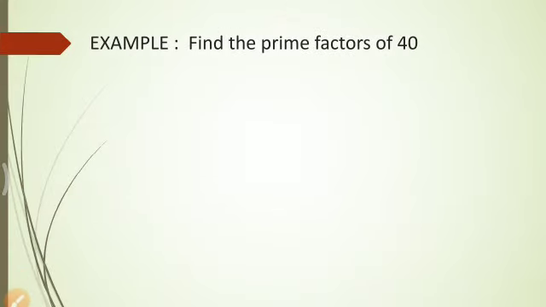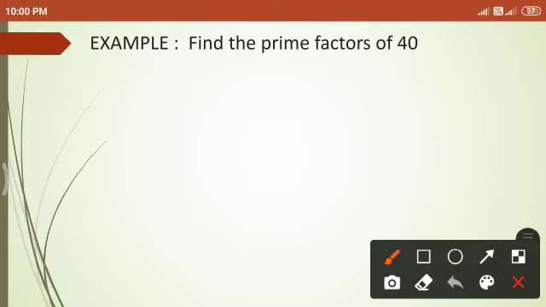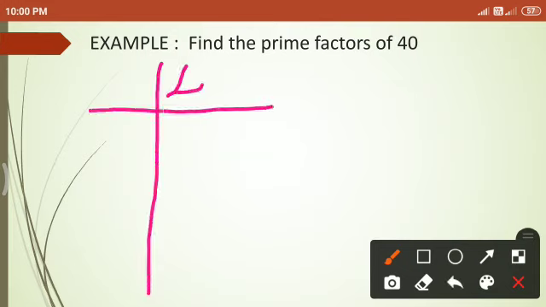Now see the example, how you will find out the prime factors. So here we have to find out the prime factor of 40. Now see how you are going to find out the prime factor of 40. Now here we will find out the prime factor by doing the division method. Now 40 is divisible by 2. Clear? Now while doing the division method you have to use the test of divisibility. Clear? So 40 is divisible by 2.